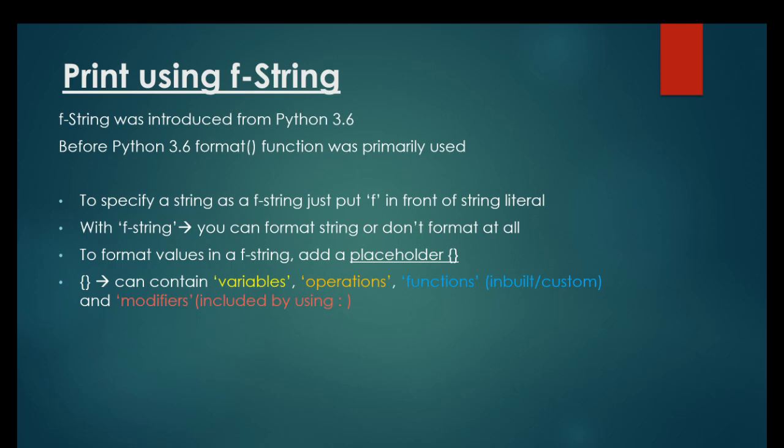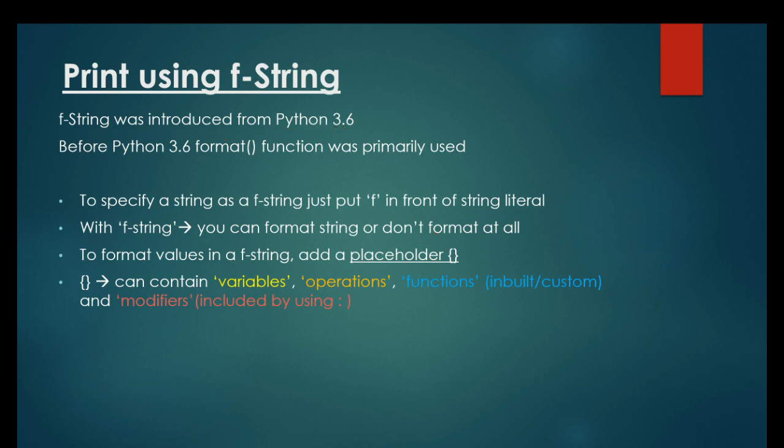So I'm going to discuss the Python print statement using f-string. F-string was introduced in Python 3.6. So it was recently introduced, and before Python 3.6 primarily the format function was used. Now to specify a string as an f-string, we just have to put the f keyword or f character in front of the string literal. So what does it mean?